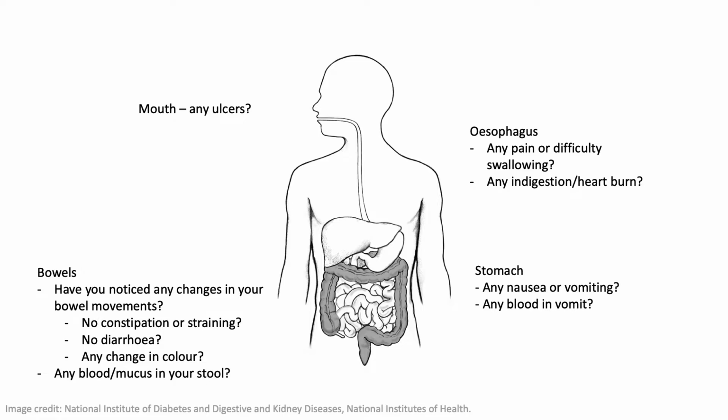If you have a black tarry stool, it's probably a sign of an upper GI bleed, and we call this melaena. If it's a very, very pale stool, particularly if they're yellow and they've got dark urine, that could be a sign of obstructive jaundice.